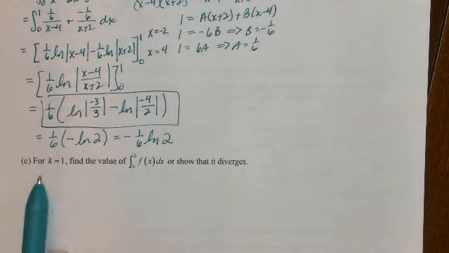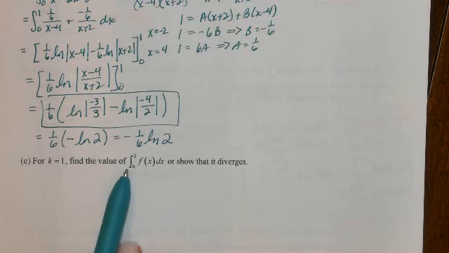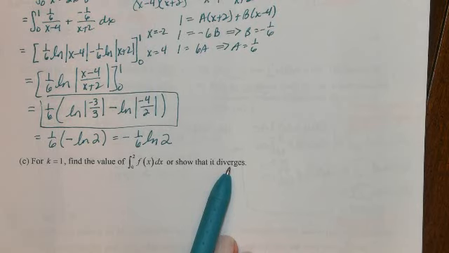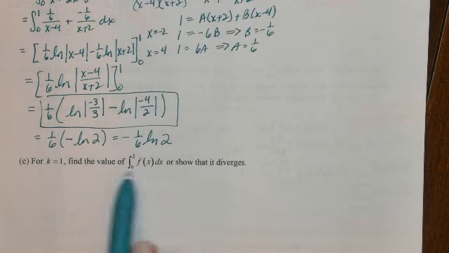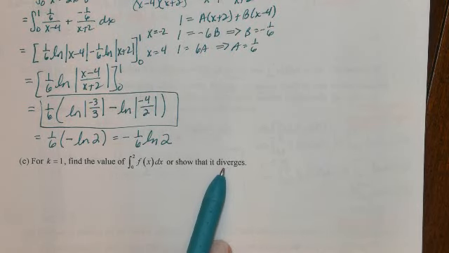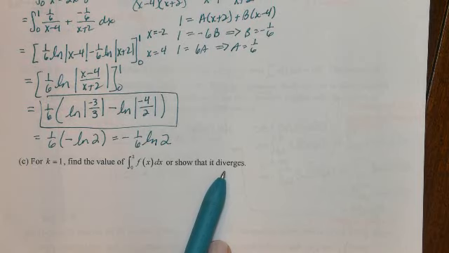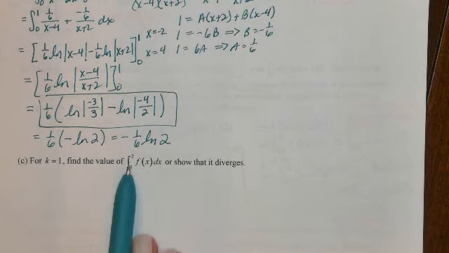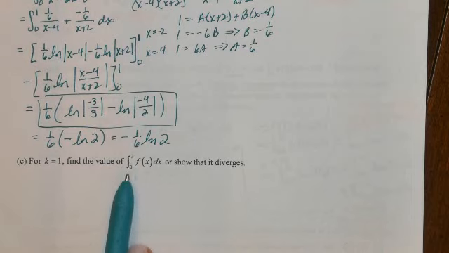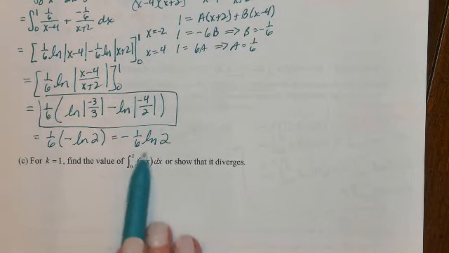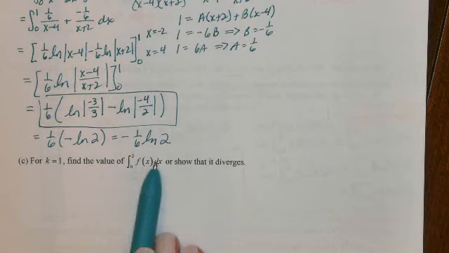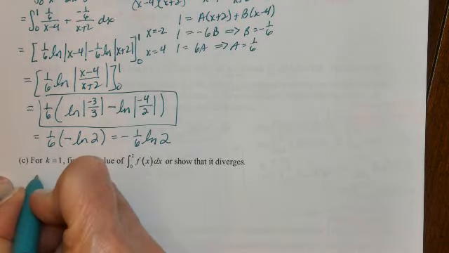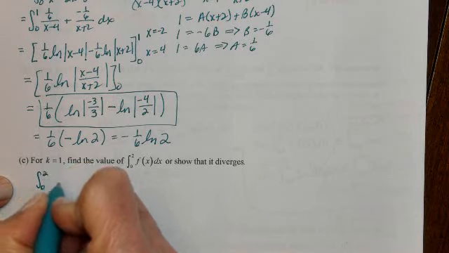Okay, part C. For k is equal to 1, find the value of this integral or show that it diverges. When I see the problem and it talks about diverging, it makes me think I need to be careful here, because there might be some value in this interval that makes something funny happen with my function, particularly a vertical asymptote. So let's write this down and see what's going on with it.